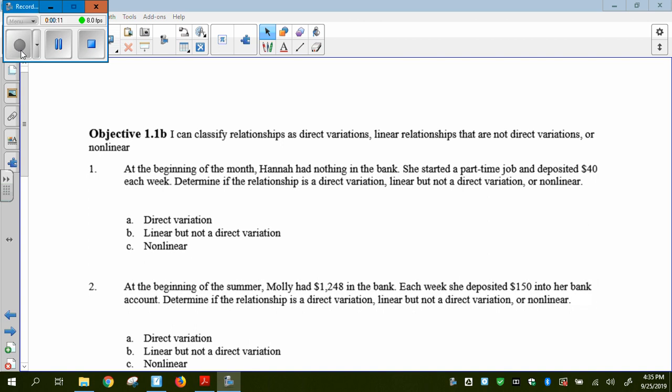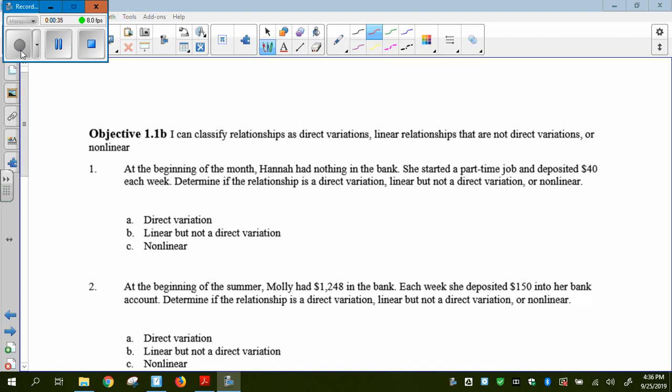Again, you're going to need your 1.1, 1.2 quiz in order to follow along. You can download that from the website if you can't find it in your notebook. All right, so in this objective, we're trying to learn how to classify relationships as direct variations, as linear relationships that are not direct variations, or as nonlinear relationships.